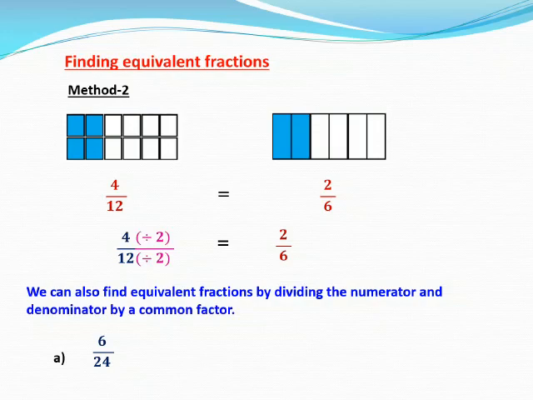Now, any other common factor we can find? Yes. You can see that 6 is divisible by 3 and 24 is also divisible by 3. So, we can say that 3 is also a common factor. Now, any other common factor? Yes. 6 is divisible by 6. 24 is also divisible by 6. So here we got 3 common factors: 2, 3 and 6. So we can divide 6 and 24 by 2, 3 or 6.